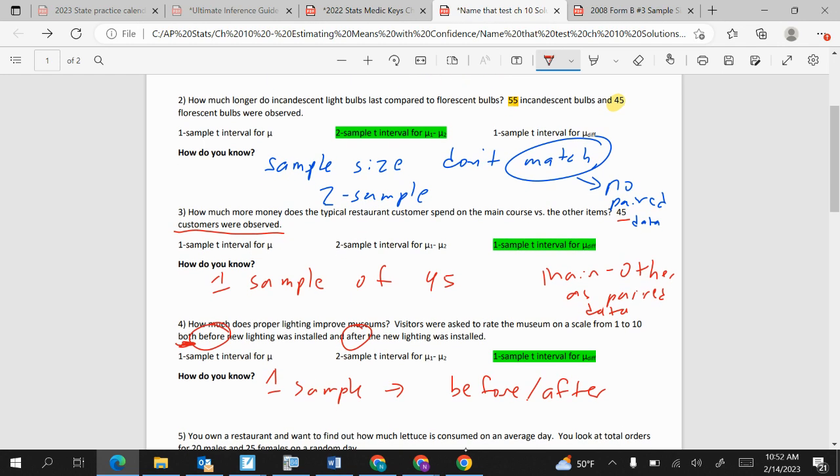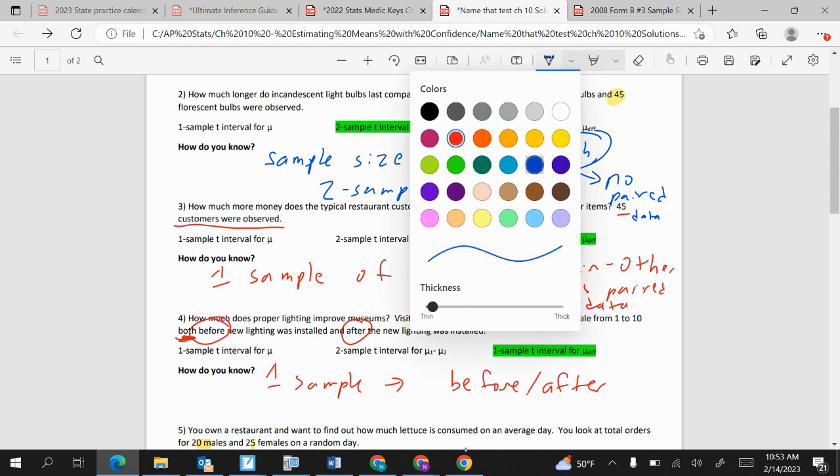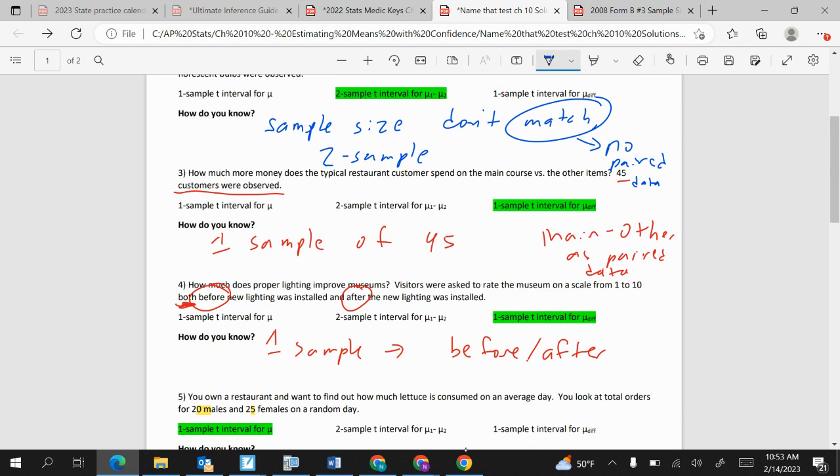You own a restaurant and want to find out how much lettuce is consumed on an average day. You look at total orders for 20 males and 25 females. So here we go back to that different sizes, right? 25, 25, and 45, and 20. So because of that, I'm going up.